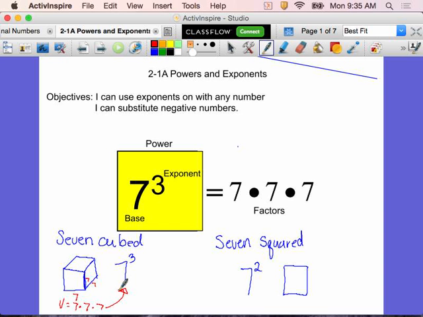And same thing with 7 squared, except we're talking about area. The side lengths of a square would be 7 and 7. The area would equal 7 times 7, which is 7 squared. So it's more correct to use 7 squared and 7 cubed rather than 7 to the 3rd power or 7 to the 2nd power. Anything after that we don't have a shape for, so you can just say the number.